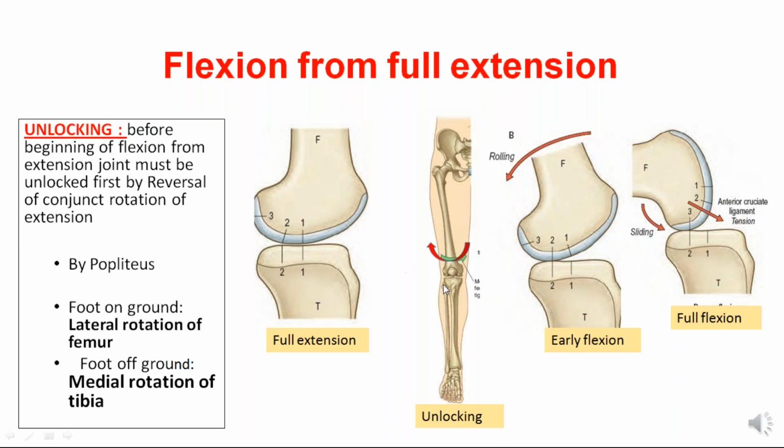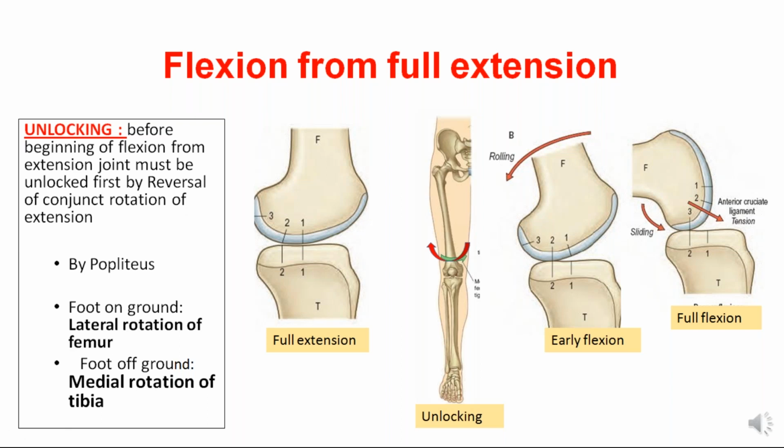That process should reverse the process of locking, and that is called the unlocking process. So unlocking is the process at the beginning of the flexion from the full extended position. What happens is, before we begin the flexion from the extended position, the knee joint, which is in a locked position, must be unlocked first.